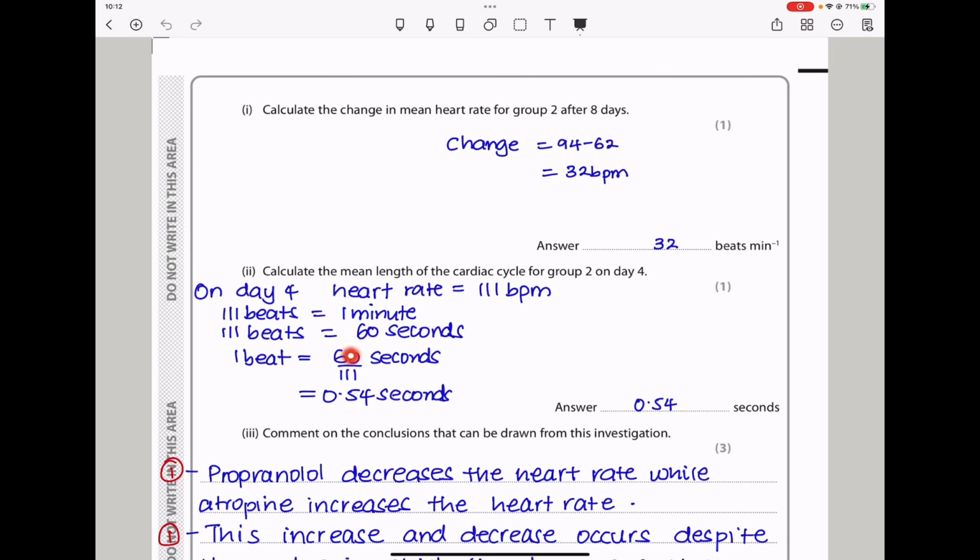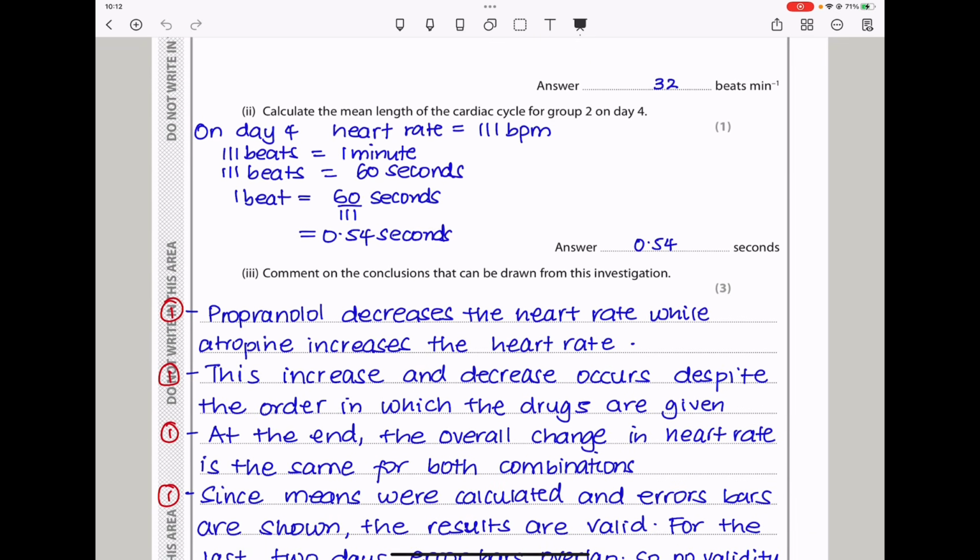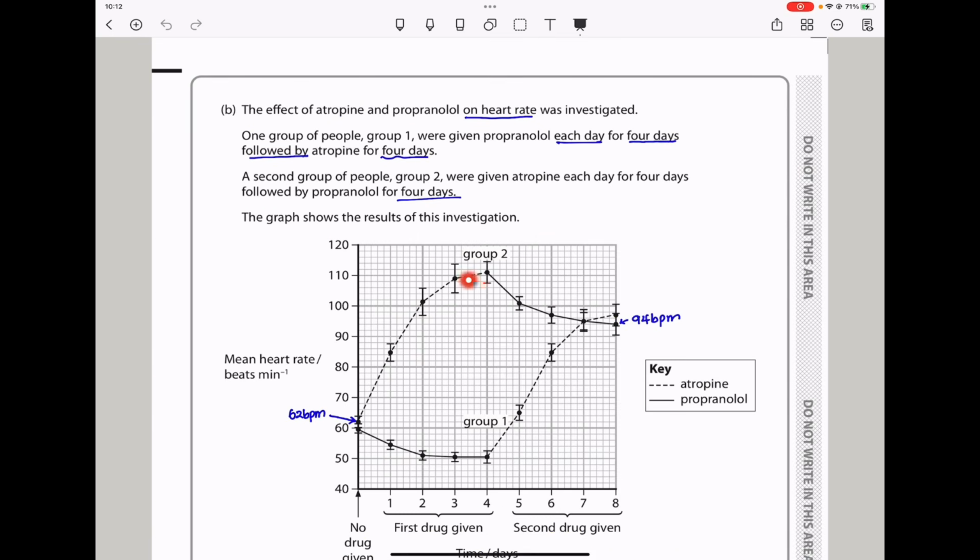And in 1 beat, it's going to be 60 divided by 111, which is 0.54 seconds. So we can say the length of the cardiac cycle is going to be 0.54 seconds. And down here they say comment on the conclusions that can be drawn from this investigation. Now, like I already said, of course, we see atropine increases the heart rate.